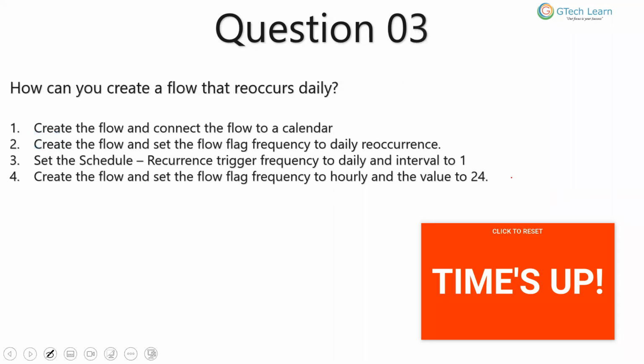The next question we have is, how can you create a flow that occurs daily? Option 1, we need to create the flow and connect the flow to the calendar. Option 2, we need to create the flow and set the flow frequency to daily occurrence. Option 3, we need to set the scheduled recurrence trigger frequency to daily and interval to 1. Or option 4, we need to create the flow and set the flow frequency to hourly and the value to 24. Your answers in the chat, please.